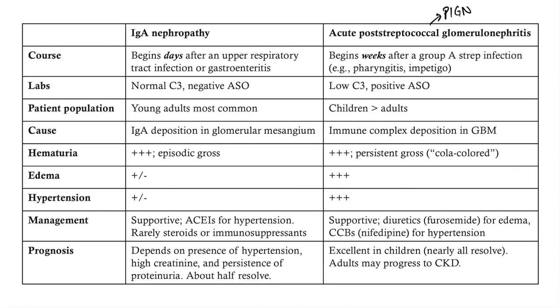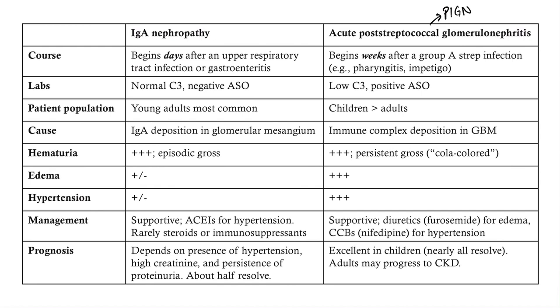The cause, we already talked about. Hematuria, it's really just the pattern. You're going to have it in both. So with IgA nephropathy, it's episodic and gross. With PSGN, it's persistent and gross. And again, when it comes on is going to help you. Edema and hypertension are a little less common in IgA nephropathy. Sometimes they're not even there. With PSGN, they're pretty much always there.